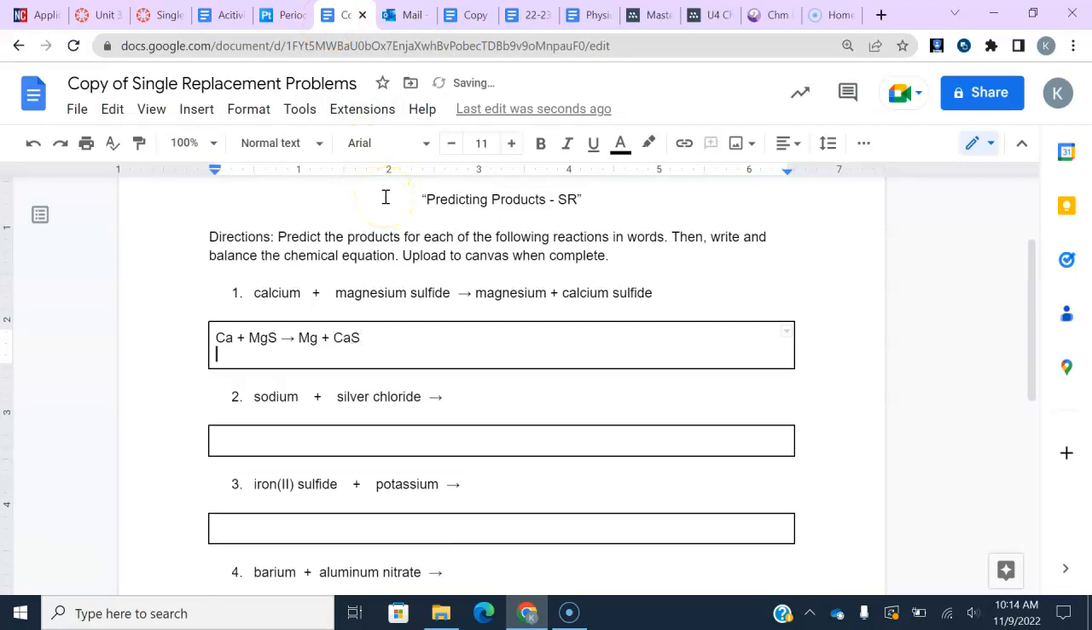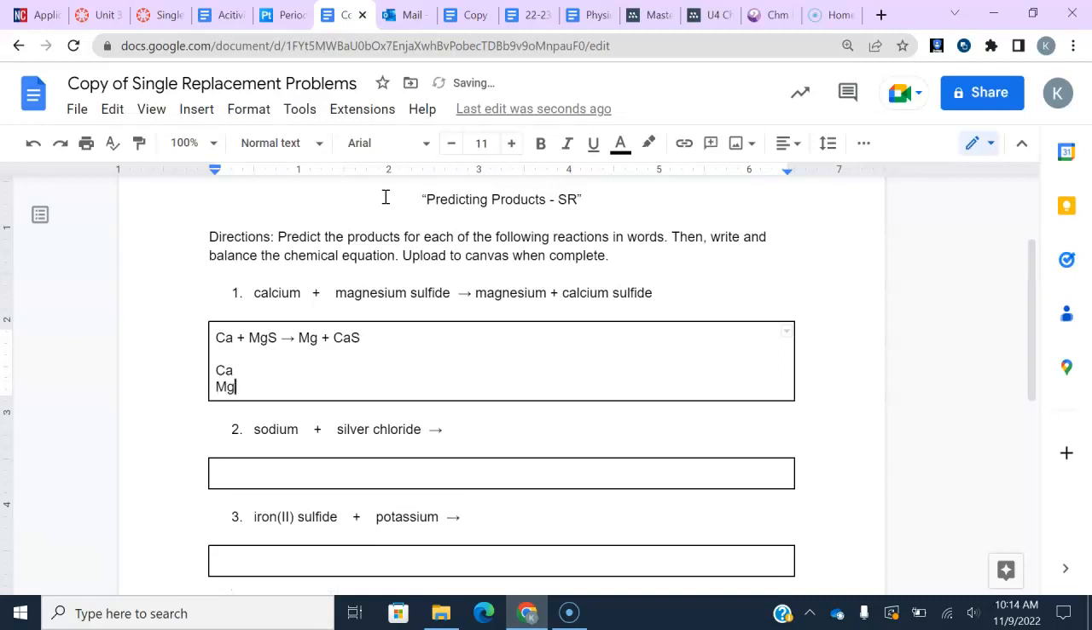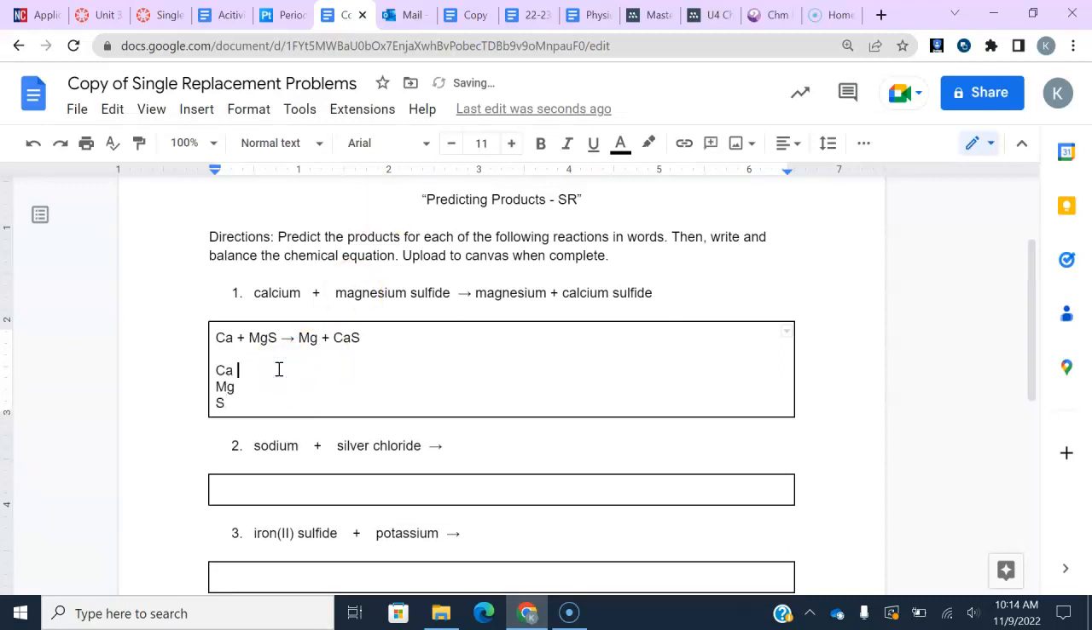Okay, so let's make sure it's balanced. We've got calcium, magnesium, sulfur, and then we've got calcium, magnesium, and sulfur. So we've got 1 calcium, 1 magnesium, 1 sulfur. And on the right, we have 1 calcium, 1 magnesium, 1 sulfur. So thankfully, this one's already balanced. If it was not balanced, then you would need to, of course, add your coefficients to balance it.